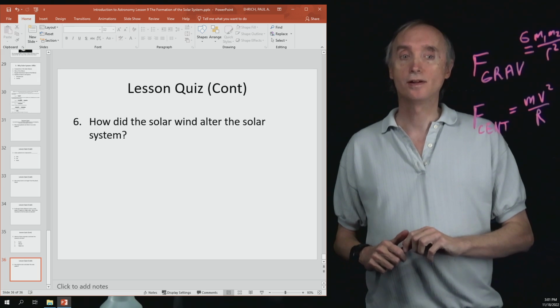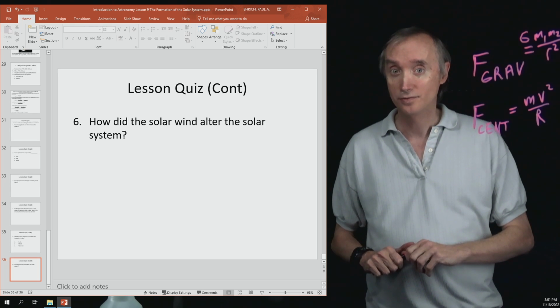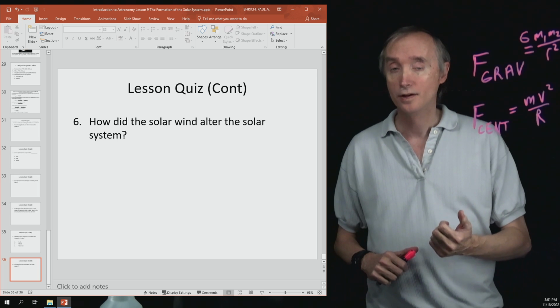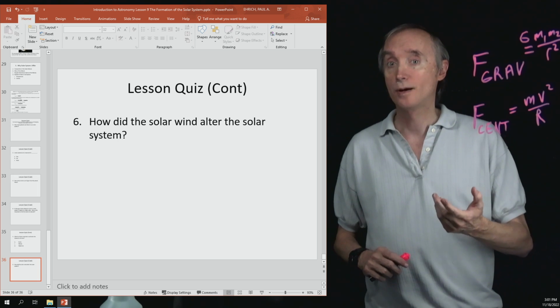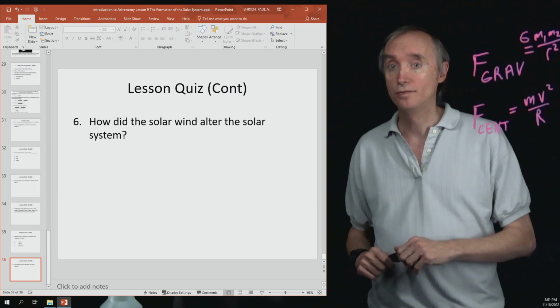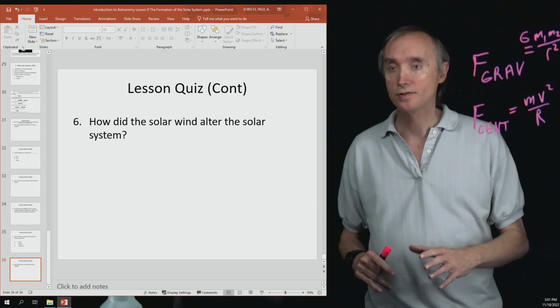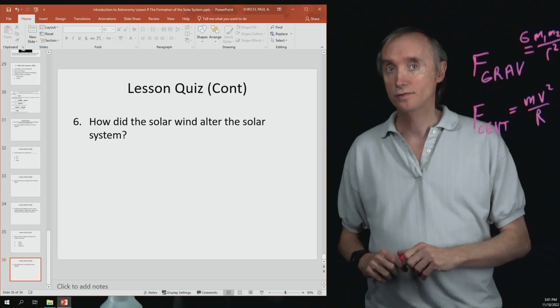So in our next lesson, we are going to talk about planetary geology. We're going to talk about rocks, minerals, plate tectonics, and the magnetic field of the Earth. And we're also going to talk about what kind of processes carve up the surface of the Earth.